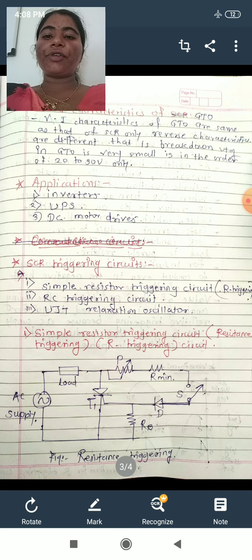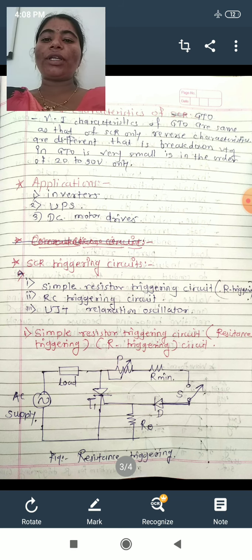Only one difference in the reverse characteristics, that is the reverse breakdown voltage. The GTO's reverse breakdown voltage is smaller than that of the SCR, and it is in the range of 20 to 30 volts only.